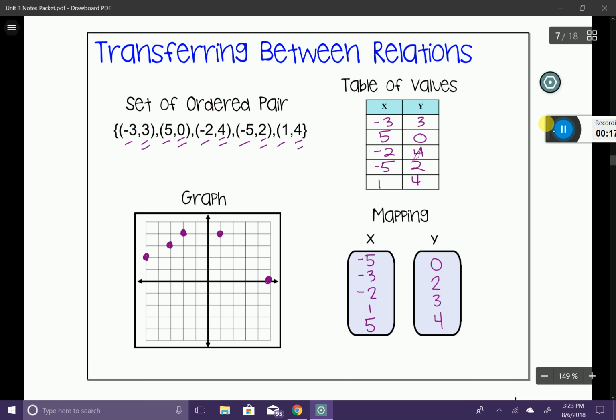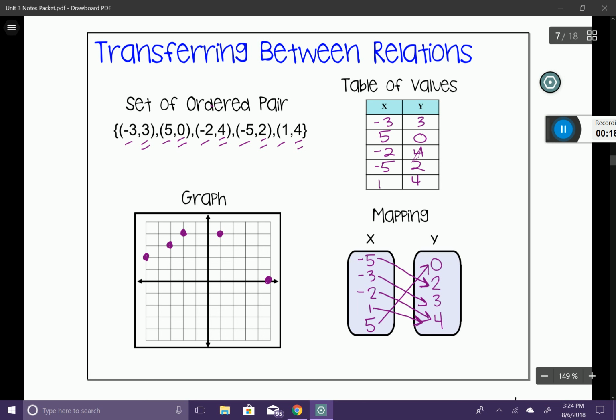So let's see, -5 is going to 2, so I'm going to draw it with a little arrow. It's important that you put that arrow. 5 is going to 0, so I'm going to go up this way. -2 is going to 4. Did I already do -5? Oh, I already did that one. Which one did I do? -3 goes to 3. Sorry, I was out of order there. And I'm missing 1, so 1 goes to 4.